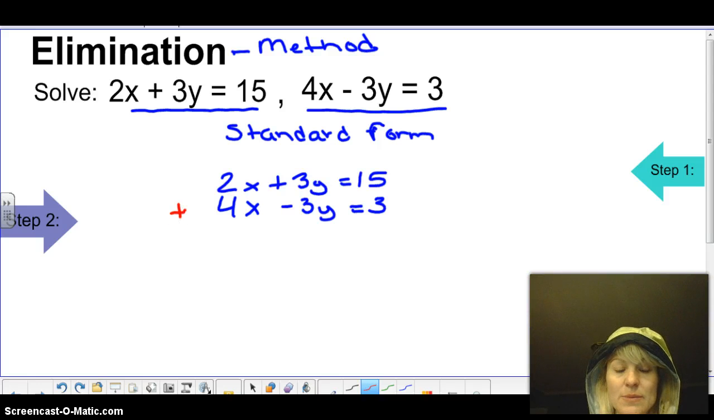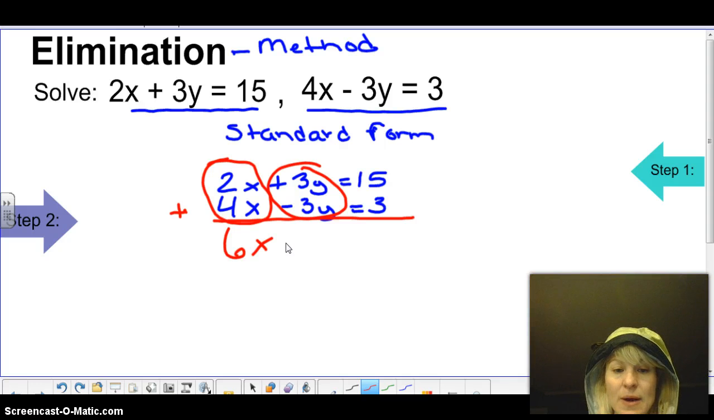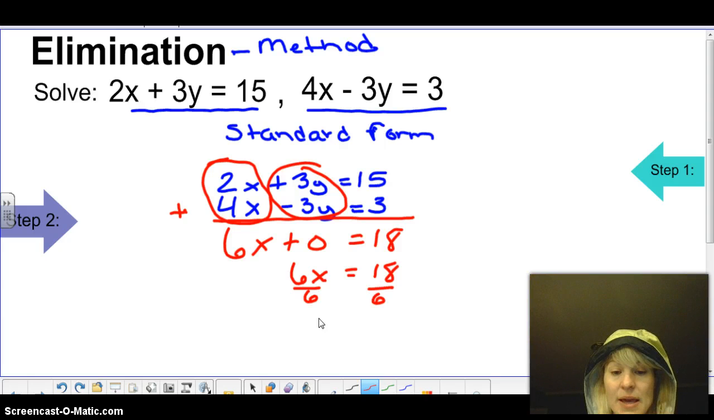So we're going to just put a plus symbol here and a line, and I'm going to add top to bottom. So I know 2x plus 4x equals 6x. I know 3y minus 3y is 0. And then 15 plus 3 is 18. So 6x plus 0 is just 6x equals 18. And then here I can just divide by 6. And I know x now equals 3.